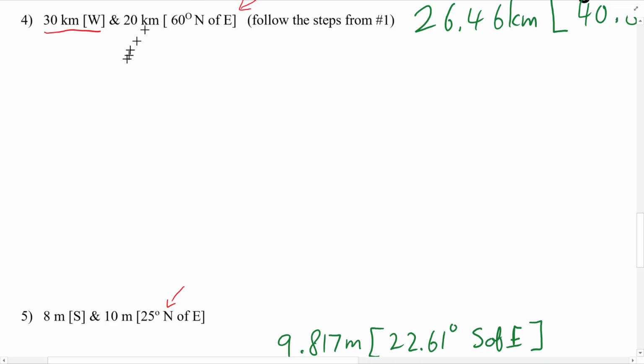So we'll draw a 30 kilometer west vector. And then from the head of that, we're going 60 degrees north of east, in this direction. Let's see if I can draw a second vector here. And that's only going to be about 20. So maybe 60 degrees looks kind of like that.